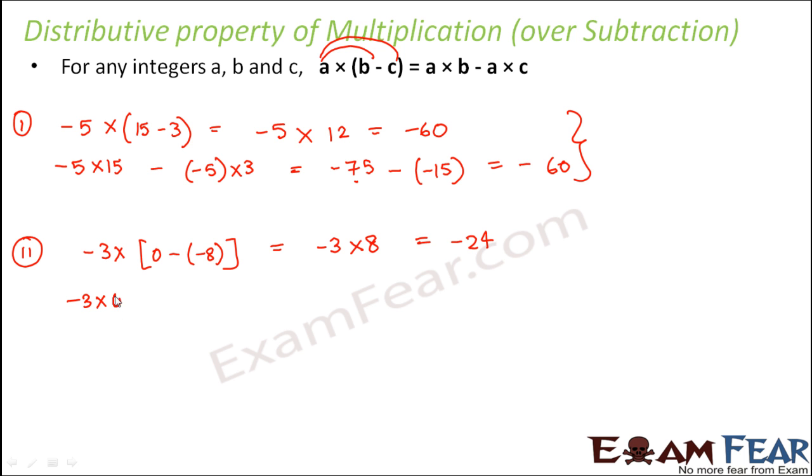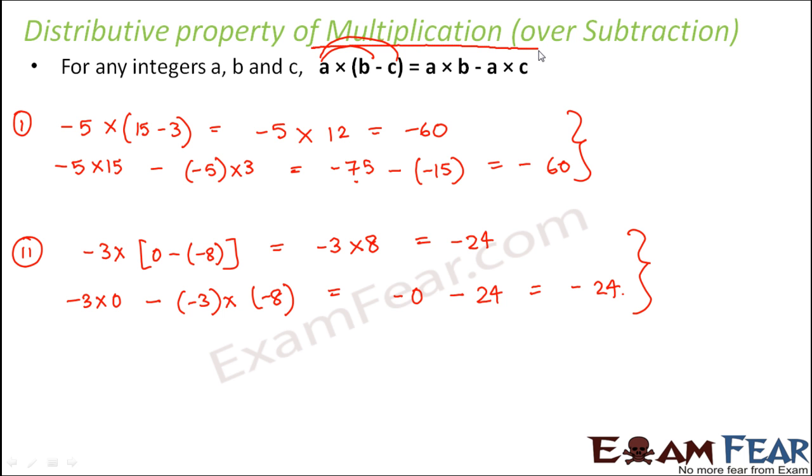Now when you make use of the property, it becomes minus 3 into 0 minus minus 3 into 8. So this is equal to 0 minus 24, which is again equal to minus 24. So in this case also we see that both of them give equal results. Therefore, we can verify that a into b minus c is definitely equal to a into b minus a into c.